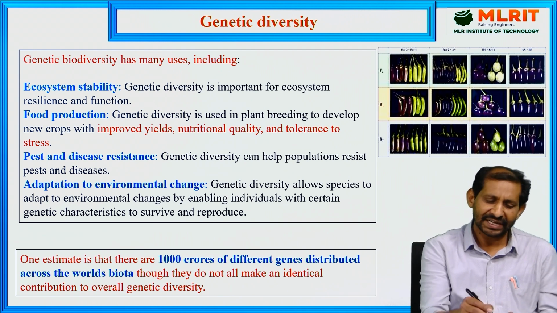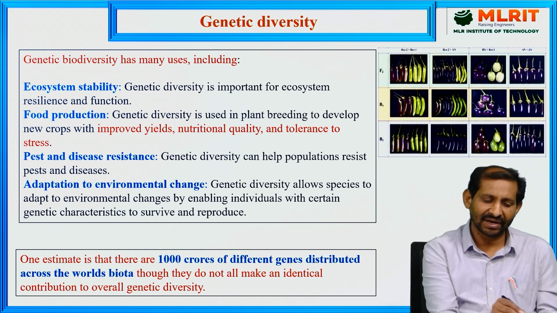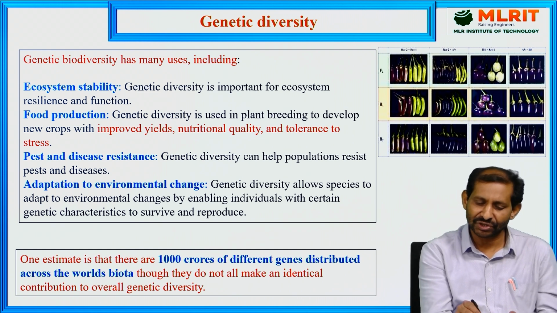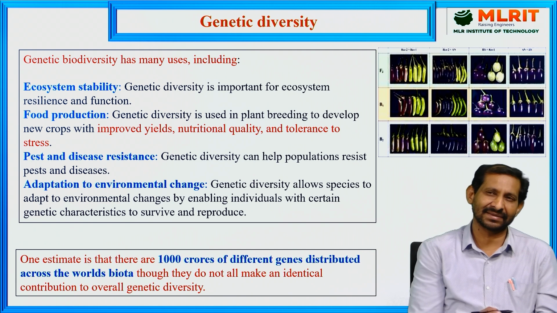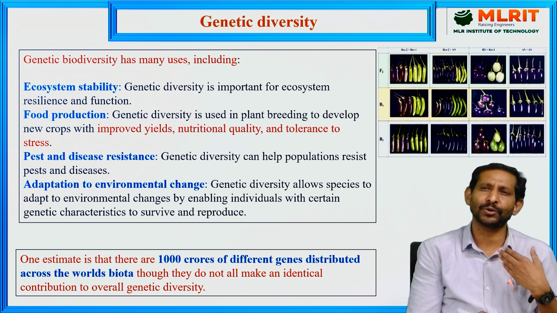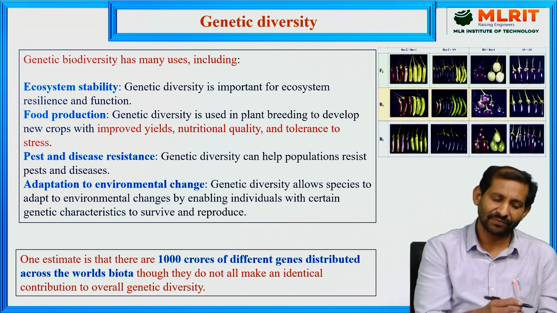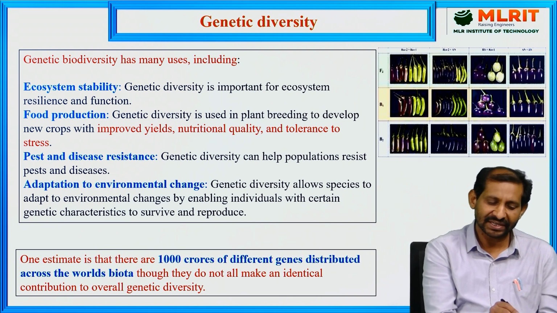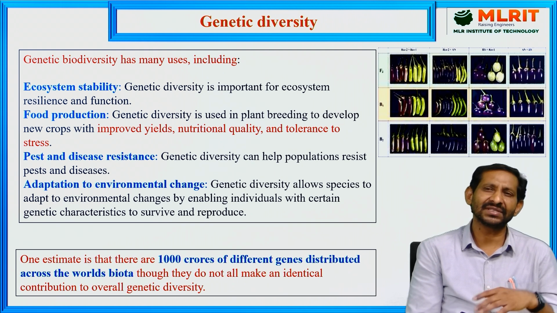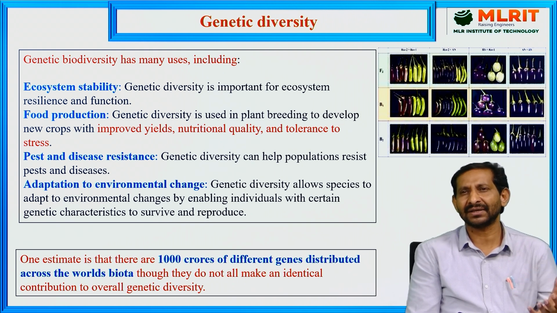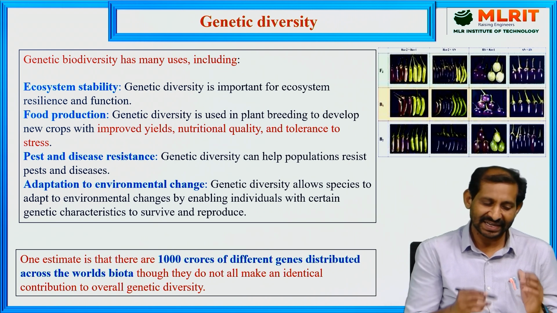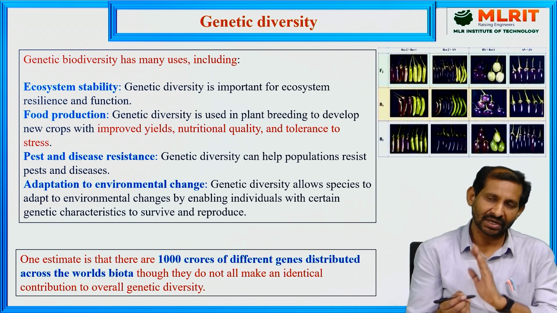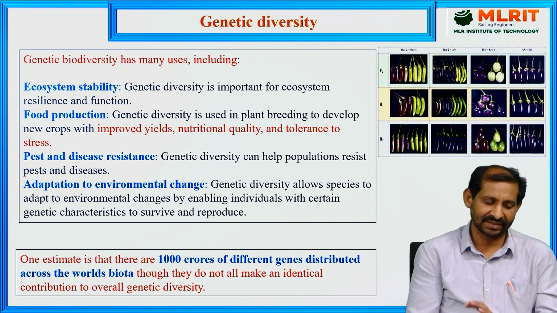Genetic diversity is used in plant breeding to develop new crops with improved yields, nutritional quality, and tolerance to stress. Tolerance to stress means tolerating temperature, heat, or climatic conditions, so the crop survives and produces more yield. That is the food production point of view. Next, pest and disease resistance. Once genes are introduced in food items, they help resist and control diseases.